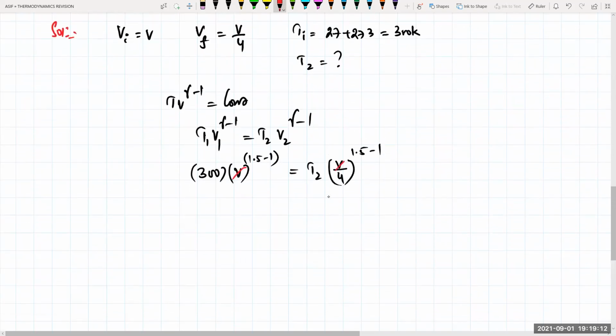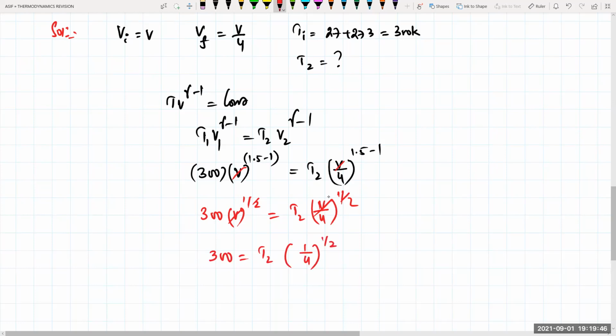This V and this V will get cancelled. So this one will be 300 here, and this will become V to the power of 1/2, I'll not cancel, that is equal to T2, and this one will become V/4 to the power of 1/2. This way I can cancel here. To the power of 1/2 to the power of 1/2 also will get cancelled. So this will become how much? So 300 is equal to T2 into 1/4 to the power of 1/2, isn't it?